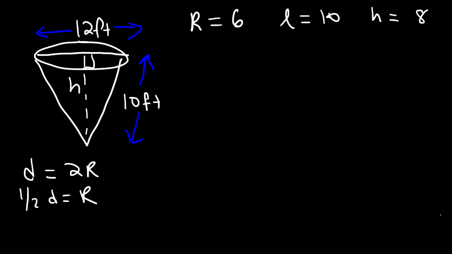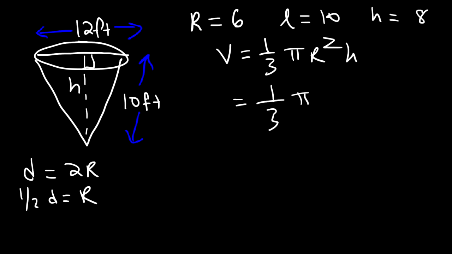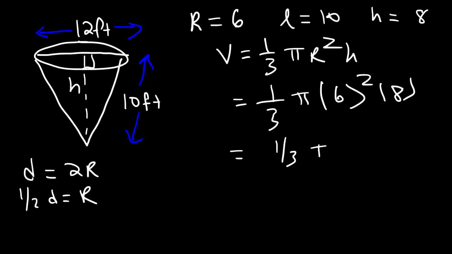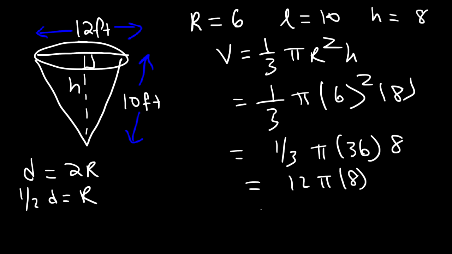Now let's calculate the volume first, using this equation. 1/3 pi r squared times the height. So r is 6, h is 8. 6 squared, that's 36. And if we take 36 and divide it by 3, that's going to give us 12. And 12 times 8 is 96. So the volume is 96 pi cubic feet.